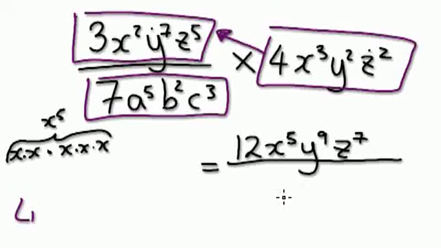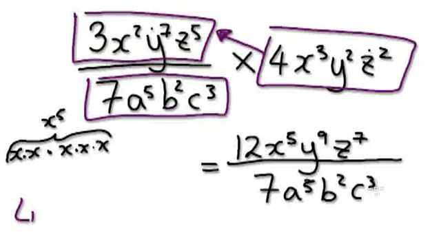So this stays the same. Okay, so it would be 7a to the power of 5, b squared, c to the power of 3. Okay, it stays the same. So when you times, it gets multiplied to the top. Okay, this one here. Let's give you this one here.